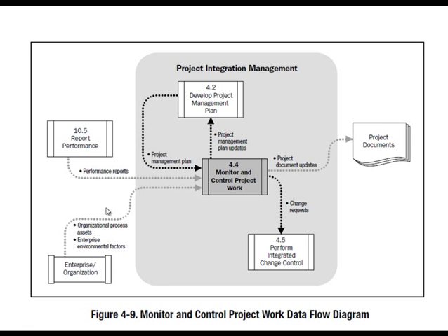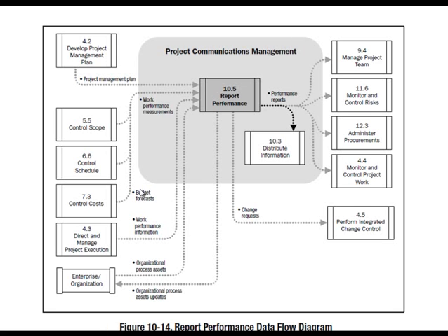And if you need to take action and there needs to be any change requests, then you put in a change request. You send it to the CCB. Another very closely associated process is report performance. Why? Because this is where you get your performance reports. Taking a look, you can see your performance reports come out of here. Where do they go? Monitor and control project work.